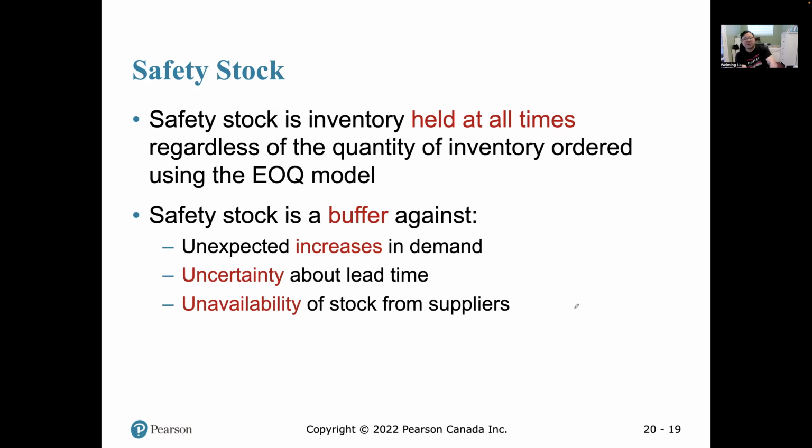Unavailability of stock from suppliers. So it could happen, let's say you are importing agriculture products, corn, something like that. But what happened is the supplier you are dealing with had very bad climate that year. So they don't have enough harvest, so they can't supply you the things you need.